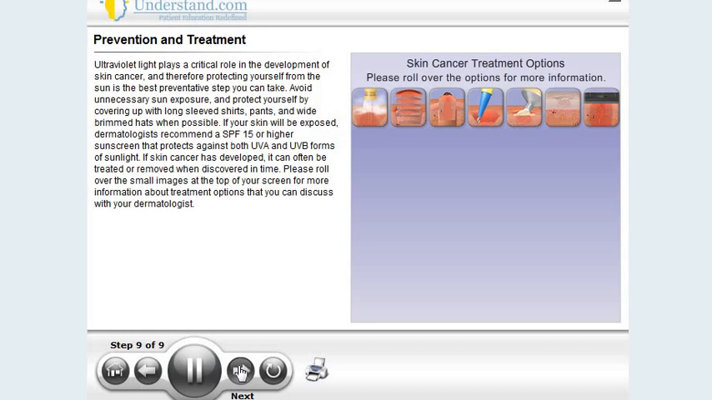Please roll over the small images at the top of your screen for more information about treatment options that you can discuss with your dermatologist.